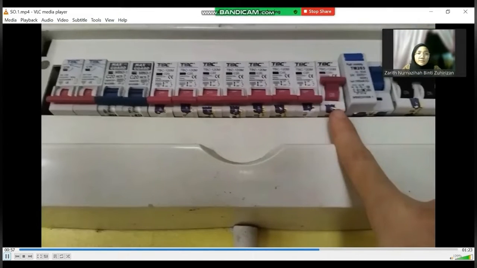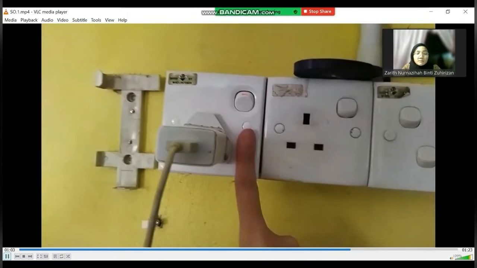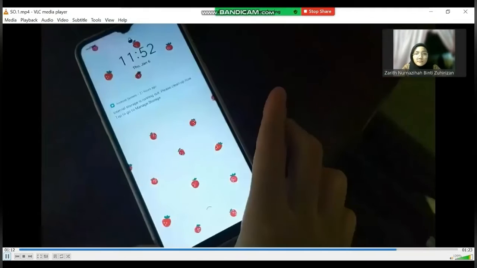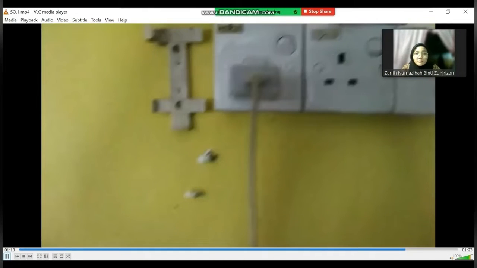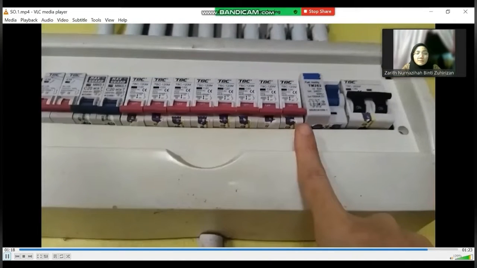But when I turn off the MCB of 12, and the socket outlet is still on, the phone is not charging. It means the socket outlet number 1 is related to the MCB of 12 here.